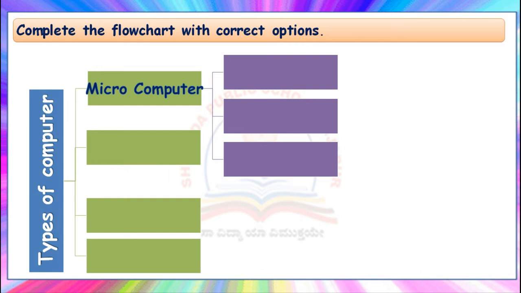Again, microcomputers are classified into 3 types. Can you tell me? Yes, it is desktop computer. The other 2 you will write on your own. Children, hope you understood this activity. You will complete the remaining part of the flowchart on your own.